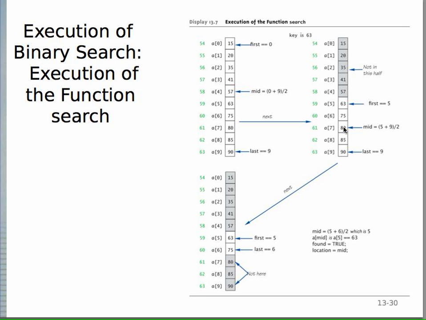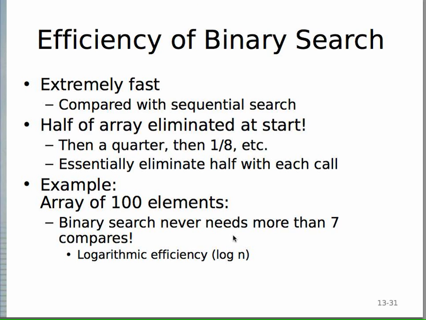Here's the middle value. This first, which is 5, plus 9, which is the last, divided by 2 is 7. So you start at 7. Check if the key that you're looking for is less than this. It is. So then you throw away all of this. And now you're left with 2 elements, and then you very quickly converge to the correct value, 63. It is in the array, and you return that location.